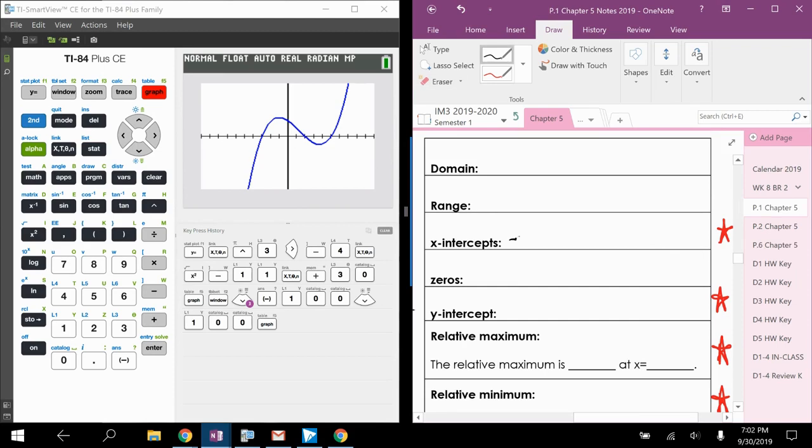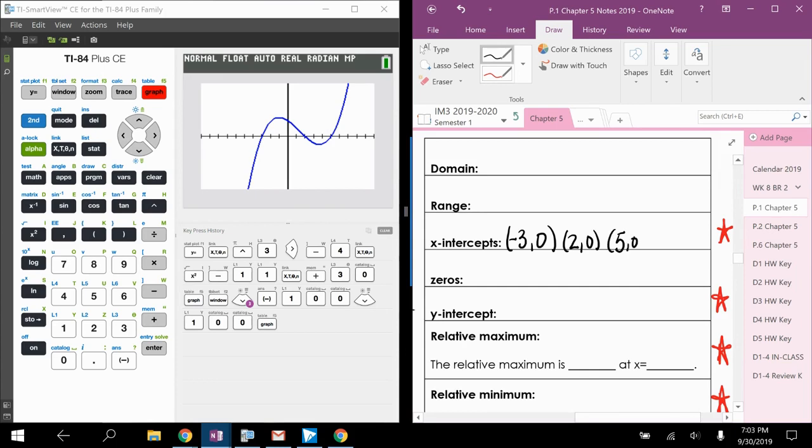So we have -3, 0. Let's take a look at the next one. I have 1, 2. So 2, 0. And then I have 1, 2, 3, 4, 5. 5, 0.